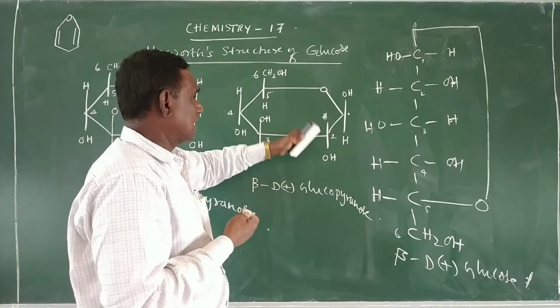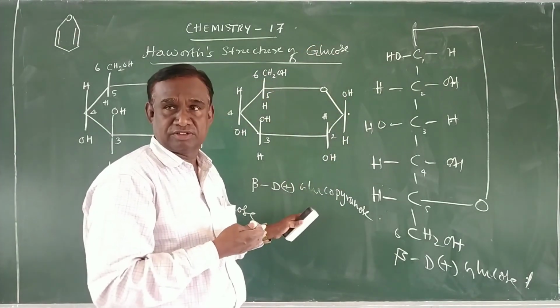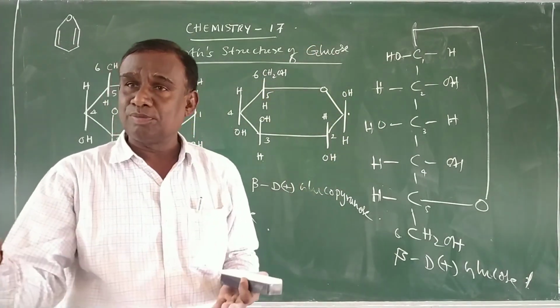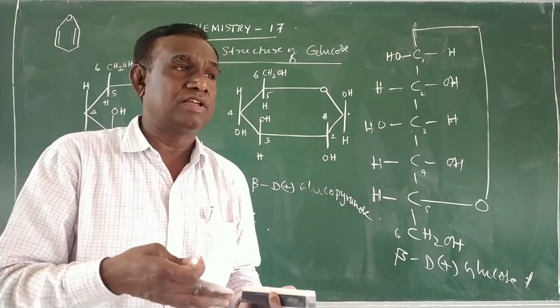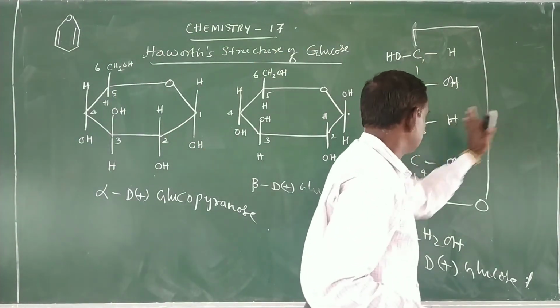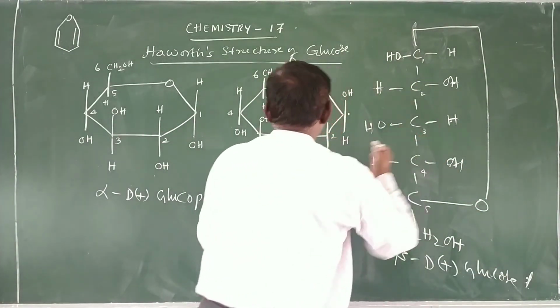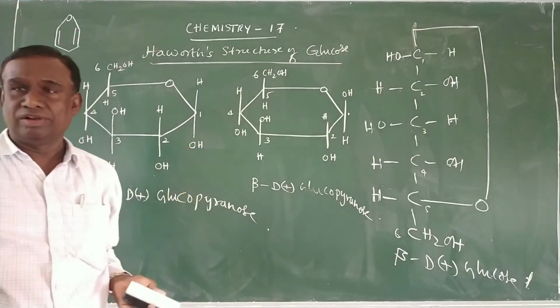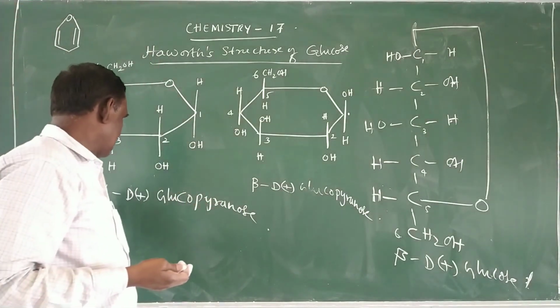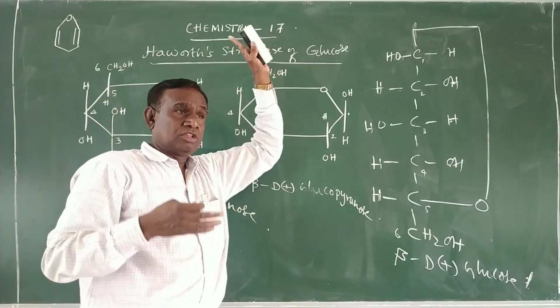And the groups are placed above the plane or below the plane. You see, these are the planes. How do you write the groups above the plane, below the plane? According to him, the groups present on the right hand side of carbon atoms are placed below, and the groups present on the left hand side are placed what? Above the plane. That is the rule. This is how we can write the ring structure of alpha D glucose and beta D glucose.